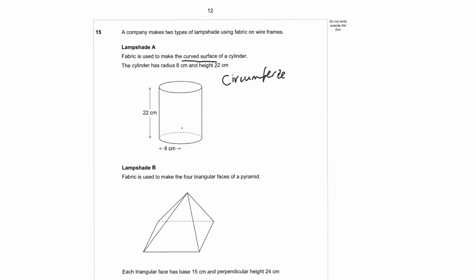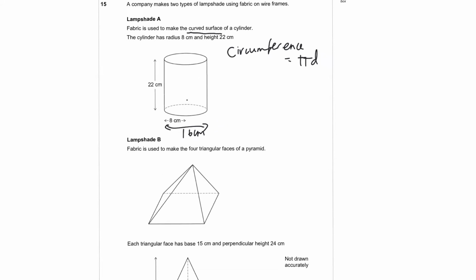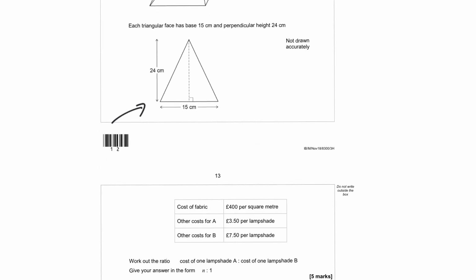Let me spell that correctly. Which is pi times diameter. We know the radius is 8, so the diameter would be 16 centimeters. Now for this, if we just have a look down for a second, it says that for the cost of the fabric, when we eventually work out the area, it wants it in square meters.